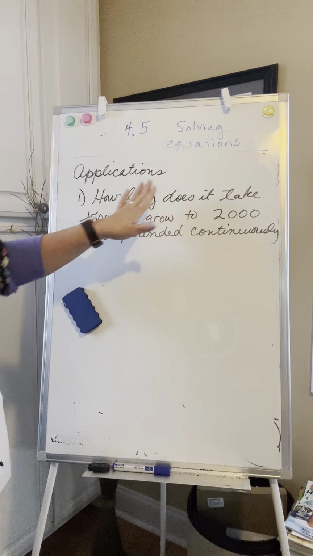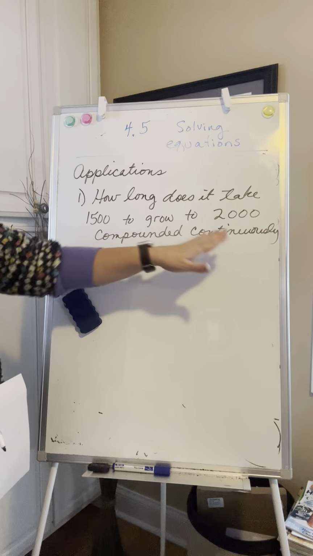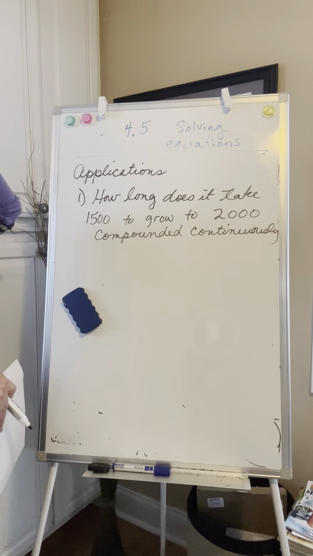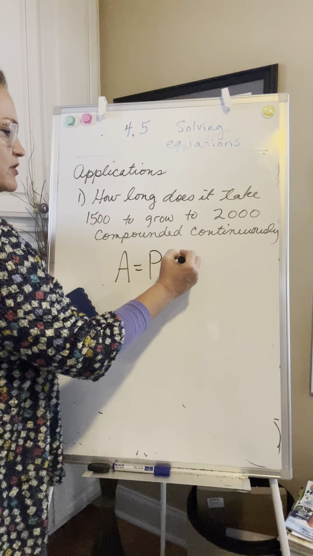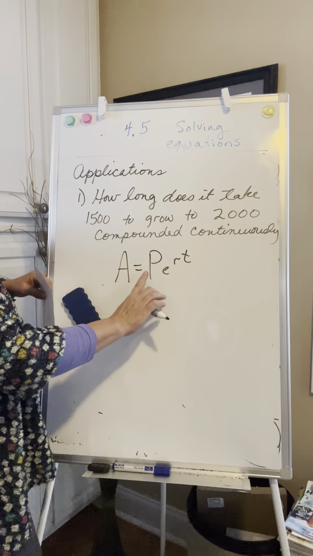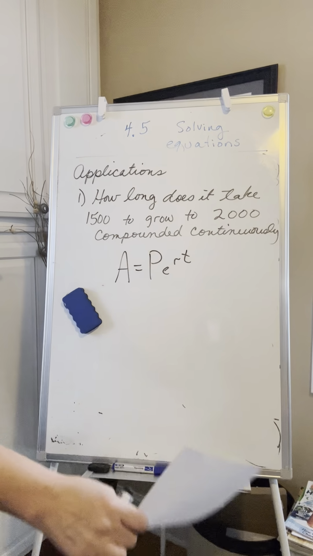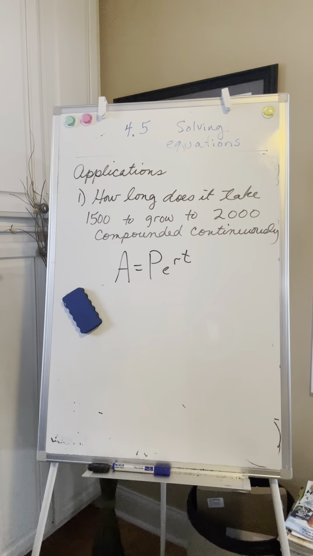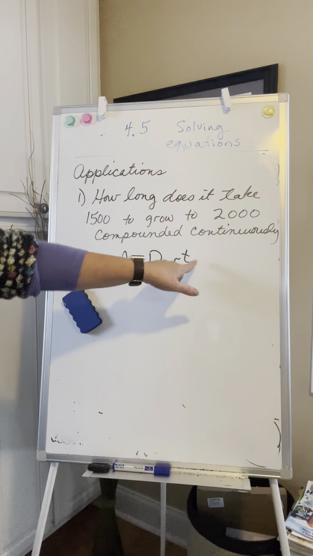It says, how long does it take $1,500 to grow to $2,000 compounded continuously? We've seen this formula before in a previous section. We've used it to solve for the A value, for the P value, but never for R or T, because we couldn't solve for the exponent until we got to this section where we learned those strategies. So now we can figure out the rate and the time. We can solve for the exponents.